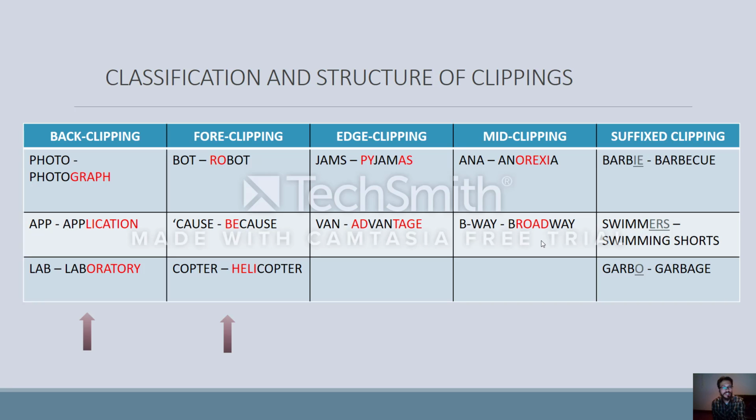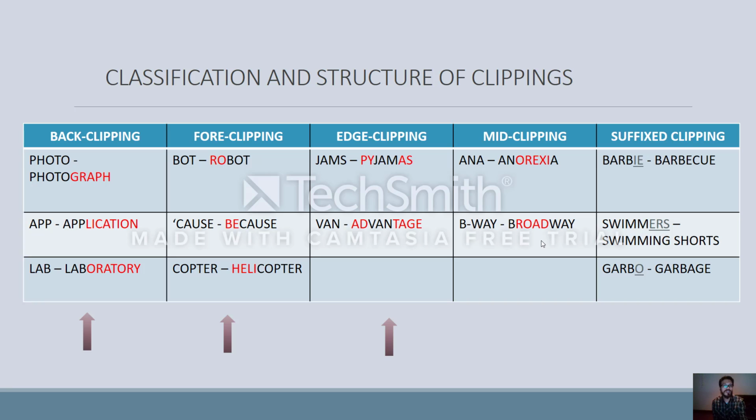The fore clipping is the opposite of the back clipping. It means that you don't delete the last part but the front part of the word. So we get bot as the fore clipping for rabbit, cause for because, and copter for helicopter.